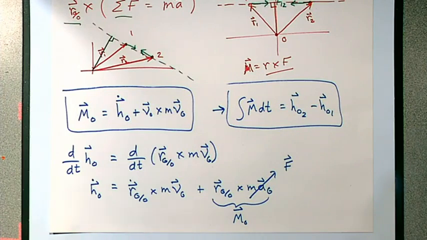So the term I want to look at, r dot from O to G crossed with mass times the velocity of G. R from O to G, hey, this is a relative velocity. This is the relative velocity of G with respect to O. So this term actually looks like the velocity of G minus the velocity of O.